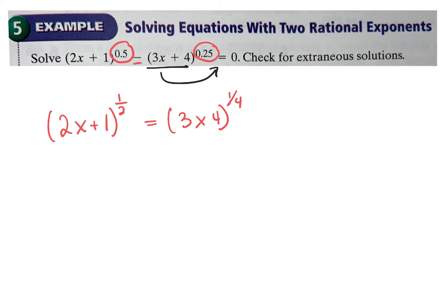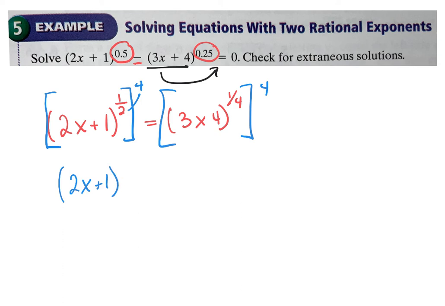So I'm going to take both sides and raise both sides to that 4, okay? Remember, I multiply 1/2 times 4. This side is 2x plus 1 to what power? 2. This guy's easy. 1/4 and 4 is just going to cancel. I have 3x plus 4, which means on the left-hand side, I need to FOIL, right? So it's going to be a perfect square. So I'm going to say 4x squared plus 4x plus 1, equals 3x plus 4.